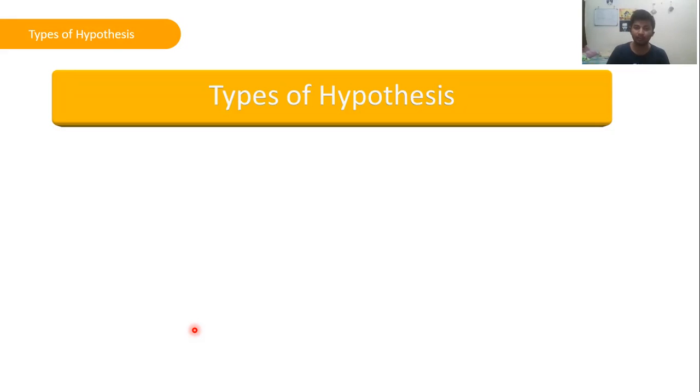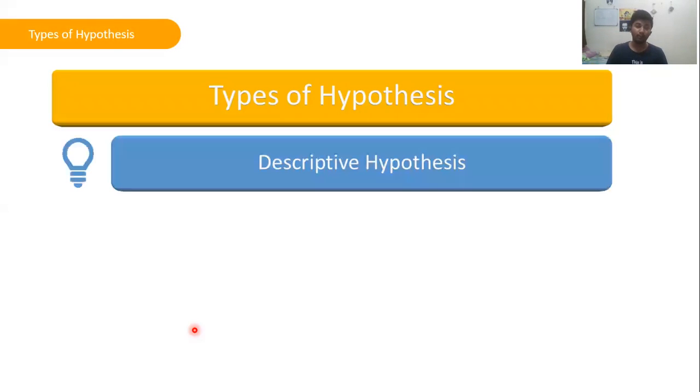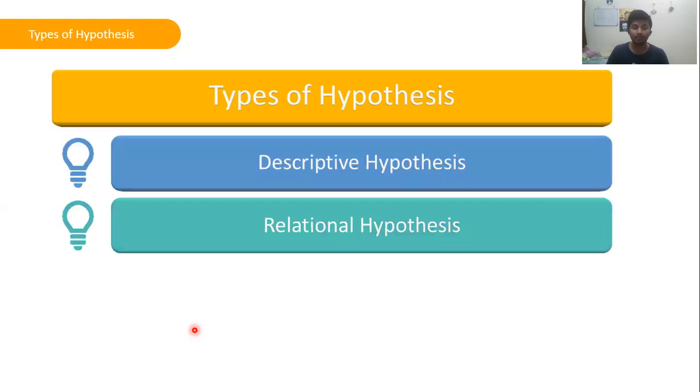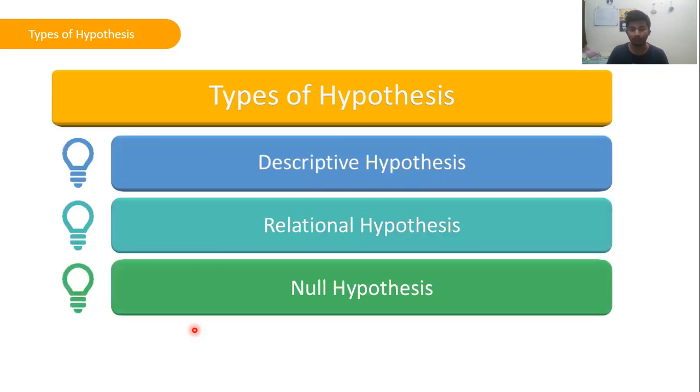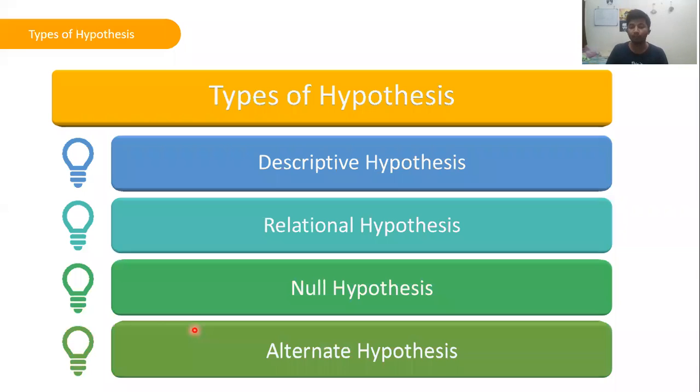So what are the different types of hypothesis? There is a descriptive hypothesis. It could be a relational hypothesis. It could be a null hypothesis, which I just talked about, or it could be an alternate hypothesis. So let's discuss all of them one by one.